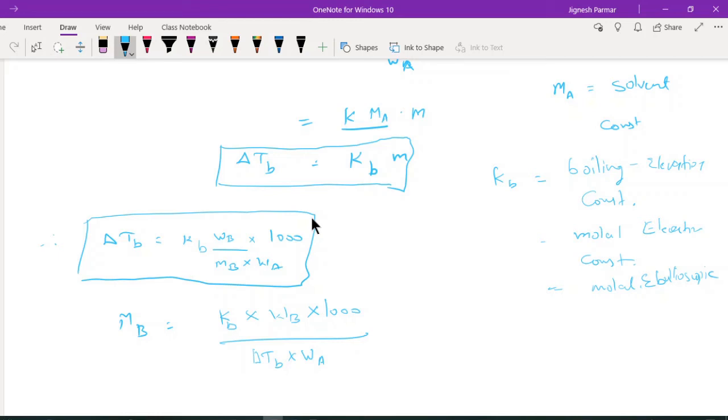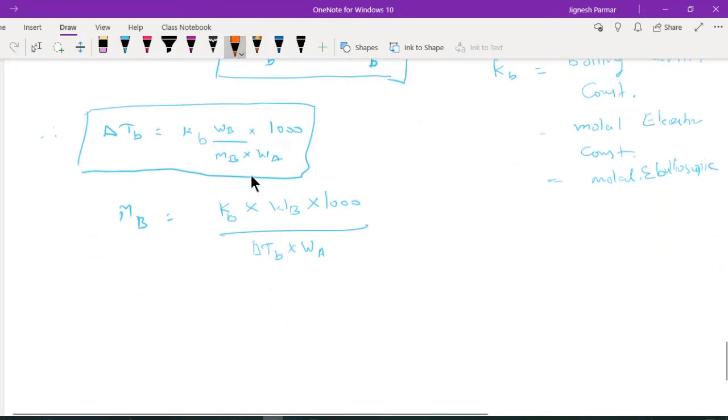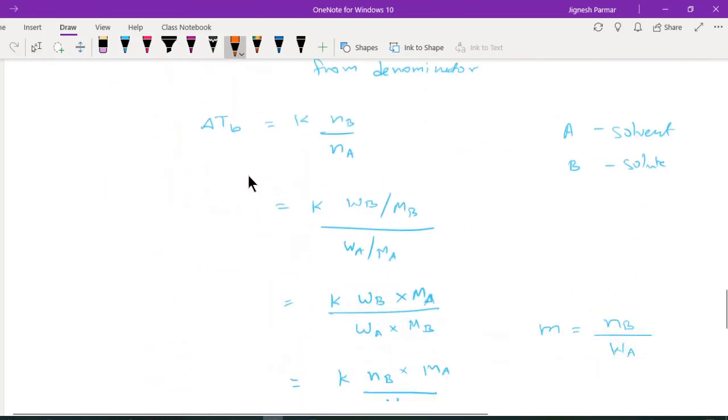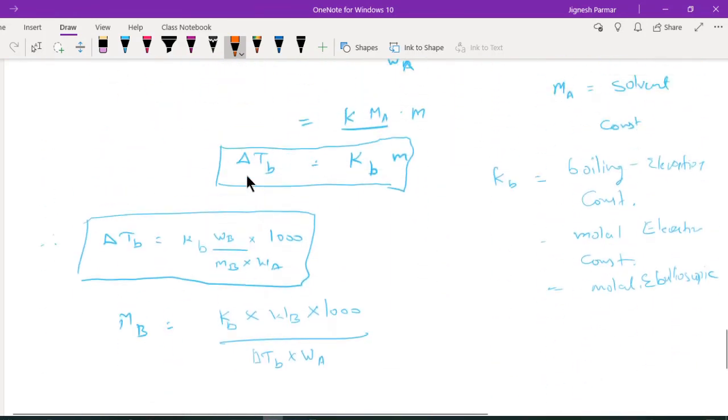It says about this. What does it say about? So guys, it's very simple to understand. From the graph we can easily find out why delta TB is called a colligative property. You can make it out from the statement and the formula: it depends upon the relative number of moles of solute and solvent, but does not depend upon the nature of the solvent.